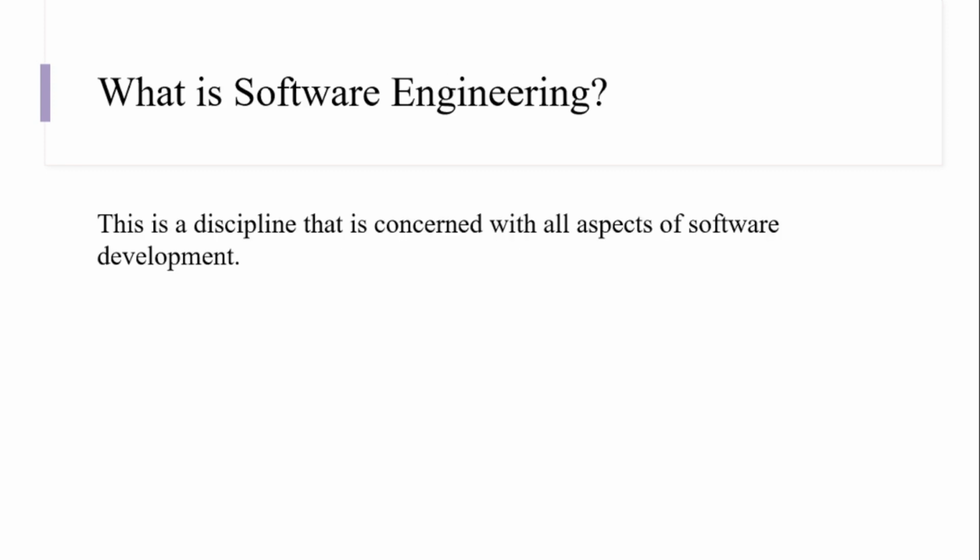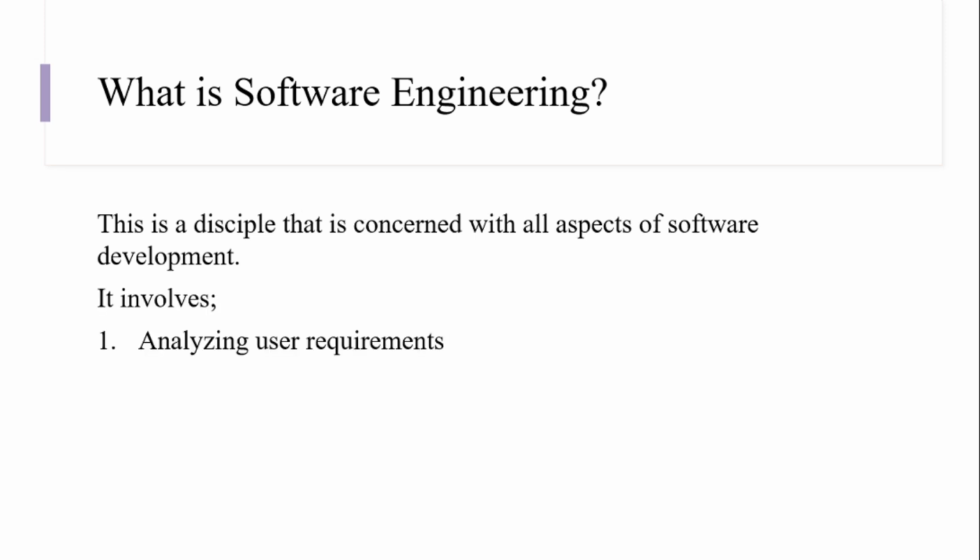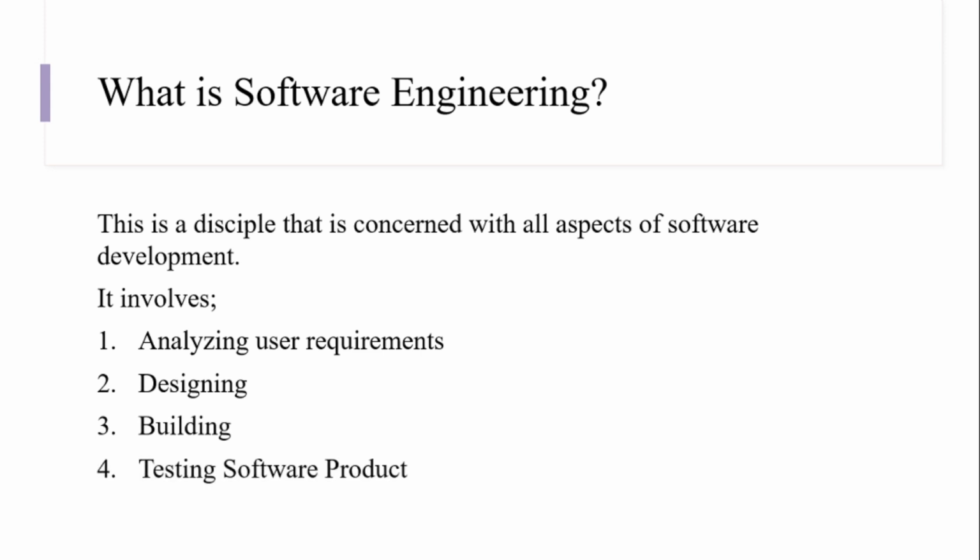Now, what is software engineering? Software engineering is a discipline that is concerned with all aspects of software development. It involves analyzing user requirements, designing, building, and then testing software products. So software engineering involves a whole lot. Mostly when we talk of software, people center their focus on writing computer code to get a software for a client. But software engineering involves all activities right from the user's intent of getting a software to actually delivering the software package for the user to use.